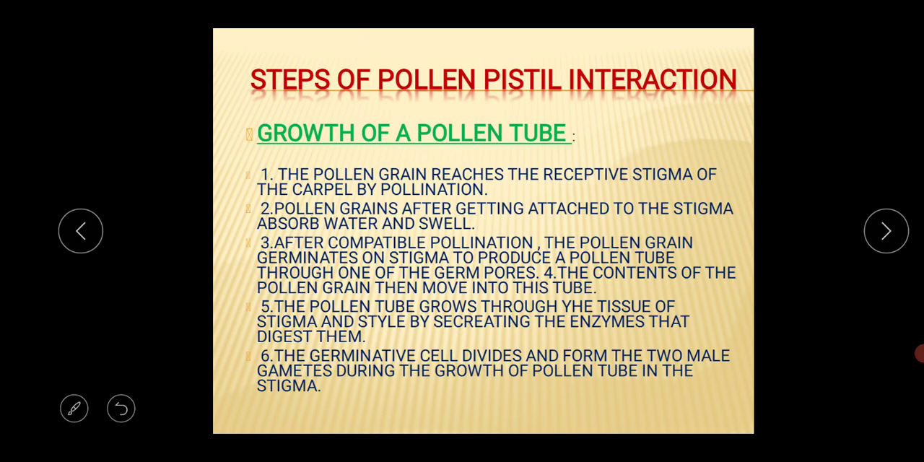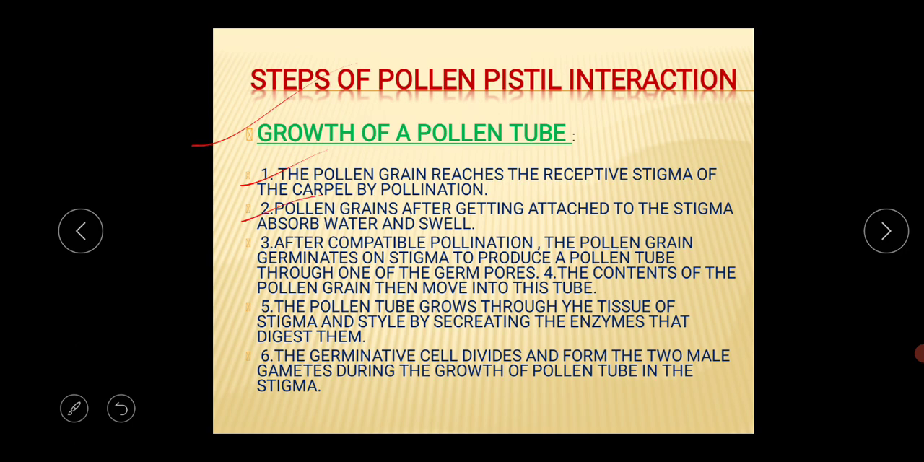The next step, after completing the first step, is the growth of a pollen tube. There are a total of 6 steps in the growth of a pollen tube. The first stage is that the pollen grain reaches the receptive stigma of the carpel by the pollination process.